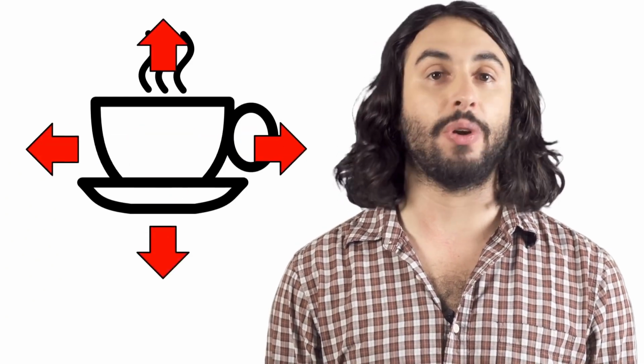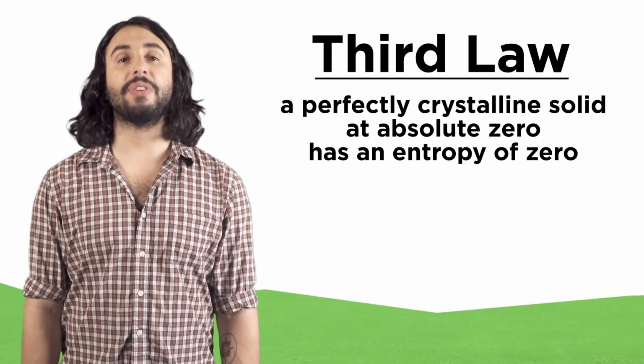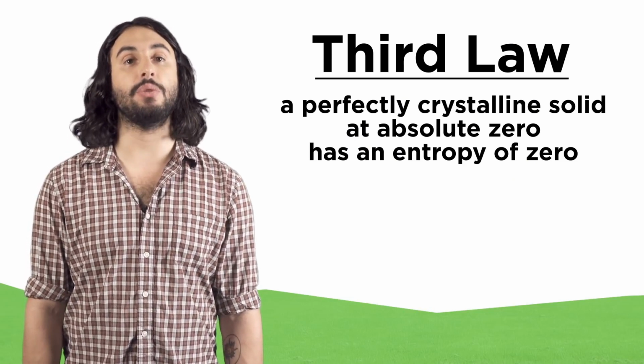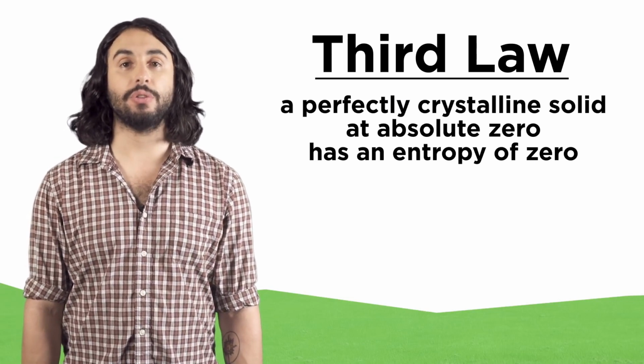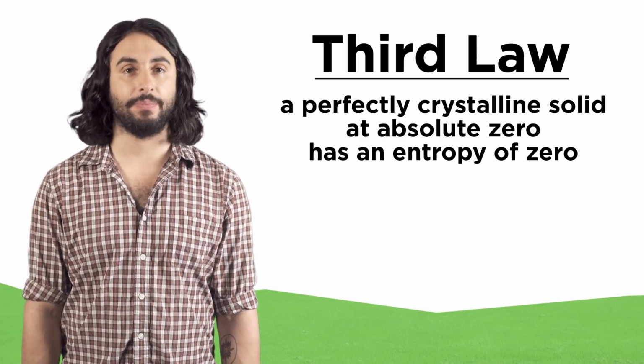Heat will flow from a hot coffee cup into the table or your hand because the heat energy will be more disordered if more dispersed. This is why heat spontaneously flows from hot to cold and not the other way around: entropy. The third law states that a perfectly crystalline solid at absolute zero has an entropy of zero, as this is the most ordered state the substance can be in.